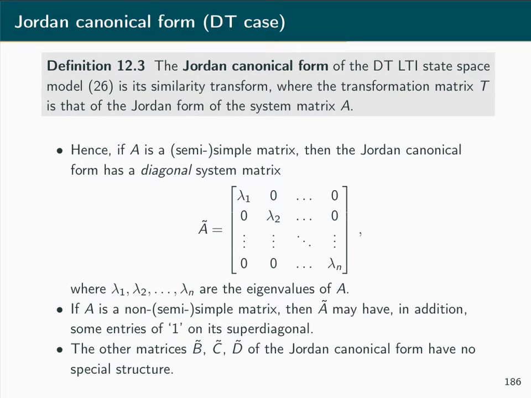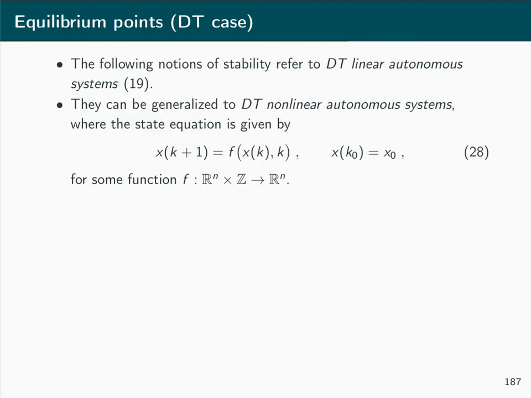As opposed to the system matrix, the input, output, and throughput matrix of the Jordan canonical form will have no special structure. After introducing similarity transformations and the Jordan canonical form, which we will need later on for stability proofs, we now turn our attention to different concepts of stability.